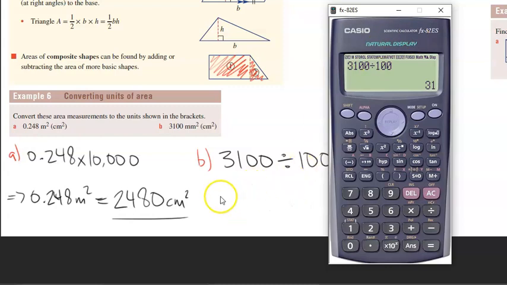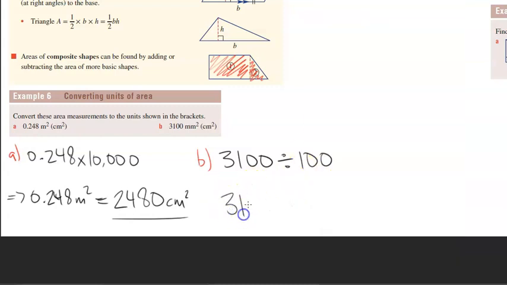This is equal to 31. So 3,100 squared millimeters is equal to 31 squared centimeters. That's all there is to it, just using that conversion chart to help you out.